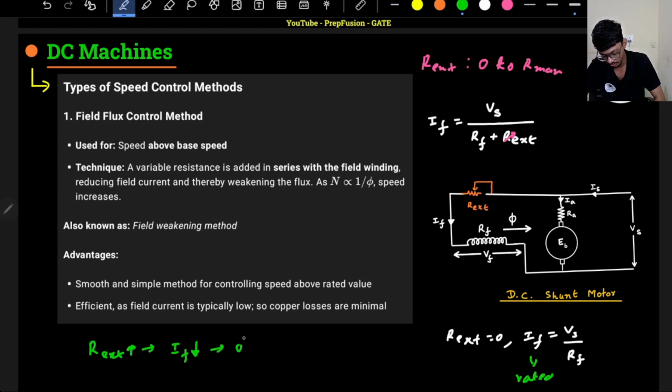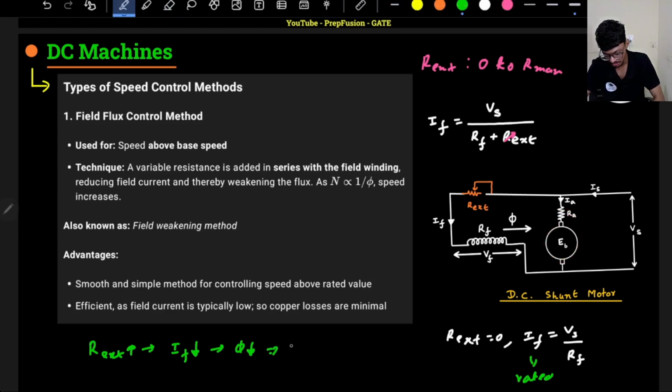So the flux also keeps on reducing. There is a limitation to it: I can only reduce the flux, I cannot increase the flux. That is a limitation. Since I can only reduce the flux, this portion is constant, right?